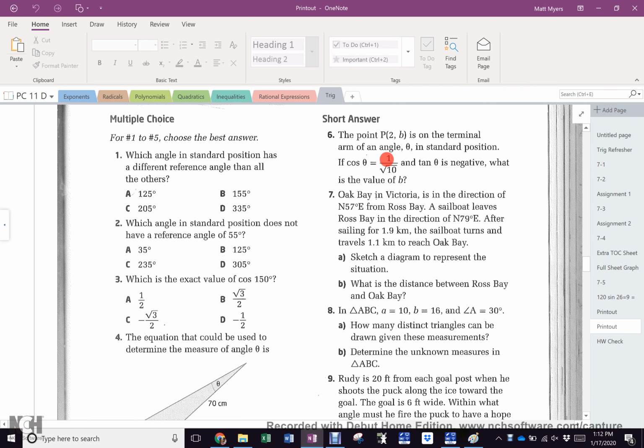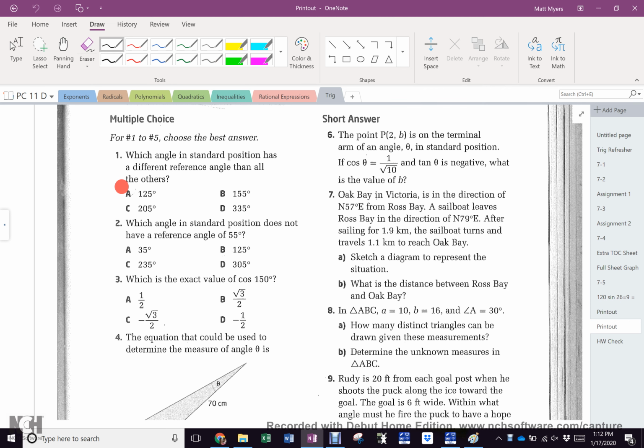Okay, which angle has a different reference angle than all the others? A. You don't know why it's one of the answers I circle. What should you do? Ask. Does anybody wish to ask?